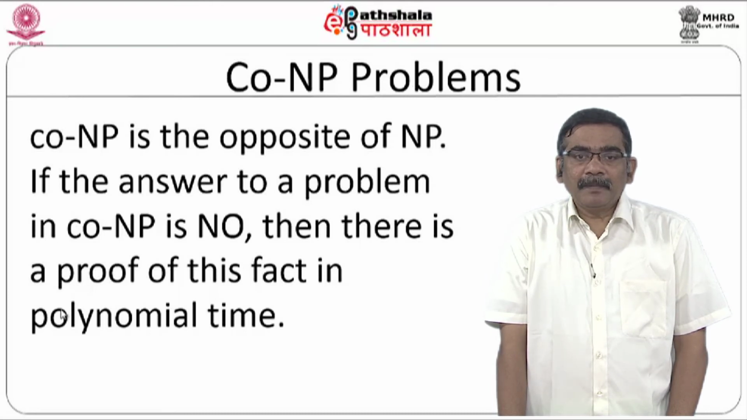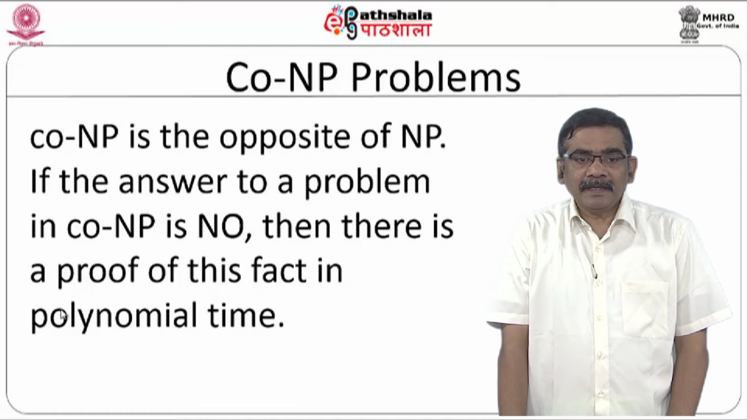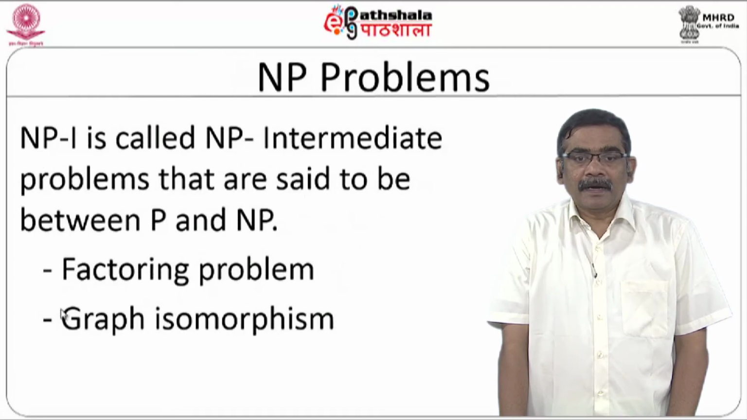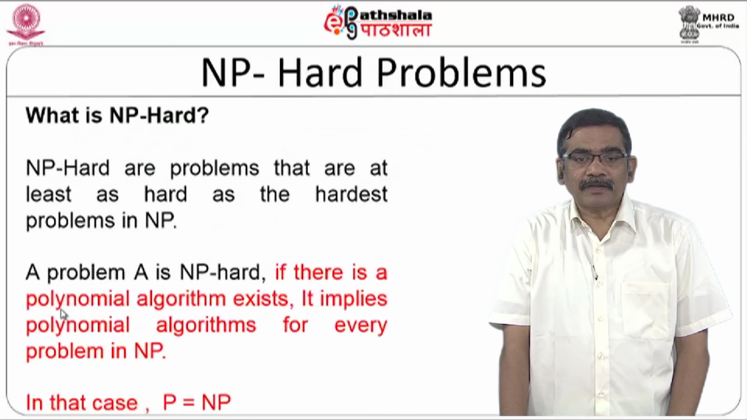Co-NP, the complementary NP, is another set of problems that is available. This is just the opposite of the previous one, where if the output of the algorithm is no, then a proof is available that can be checked in polynomial time. And you have one more category called NPI, or NP-intermediate problems, that are said to exist between P and NP, and NPI consists of problems like factoring and graph isomorphism.